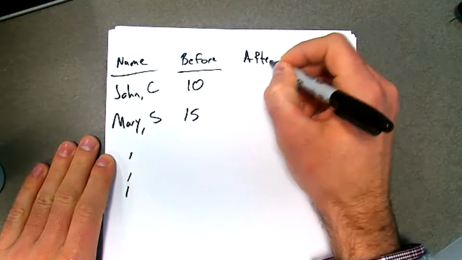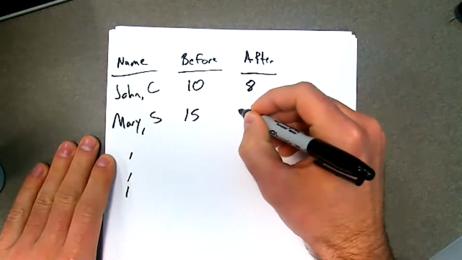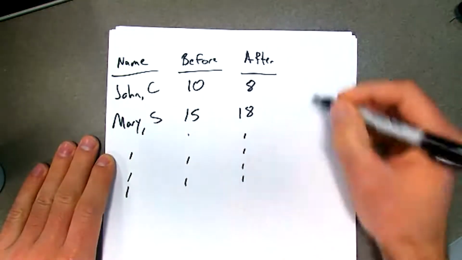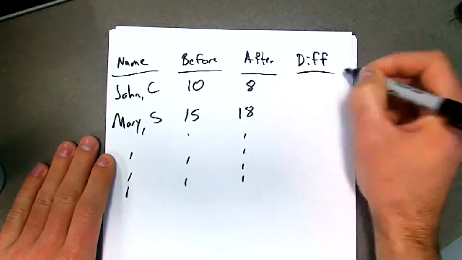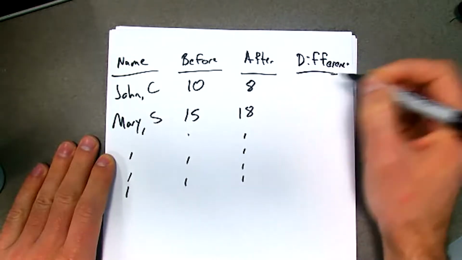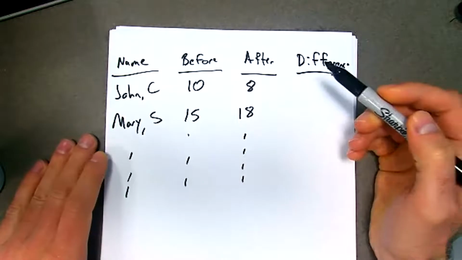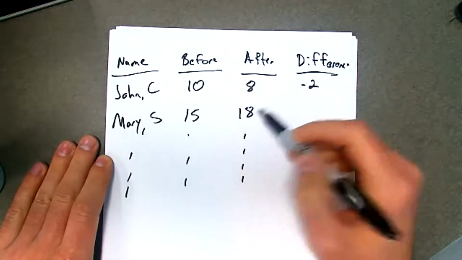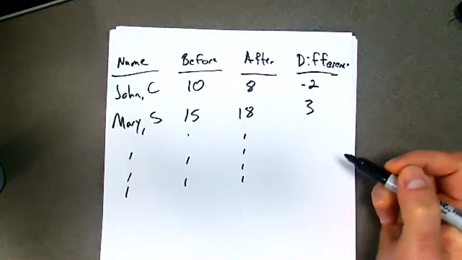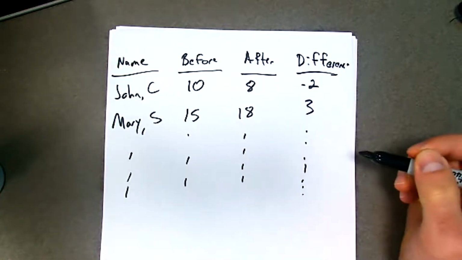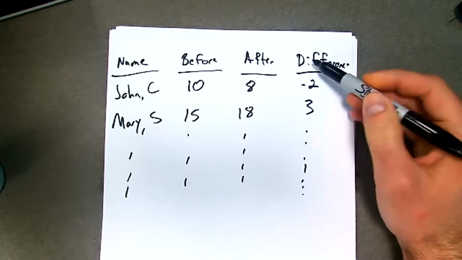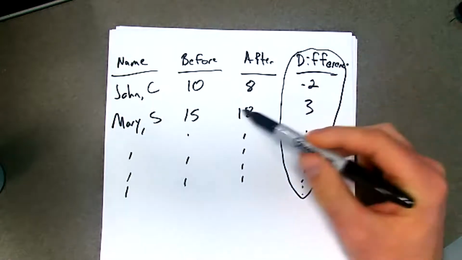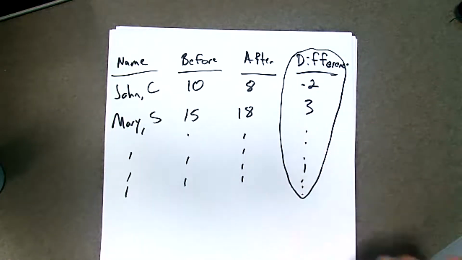We then have a measure of what their productivity was after the change. And then what we're going to do is create a difference variable, right? So we're going to look at what was the change in productivity, what was the difference between these two. So -2, this went up by 3, so after minus the before. And we could do that for every single person. If we did that for every single person, we could then find the average change, or the average difference in productivity.